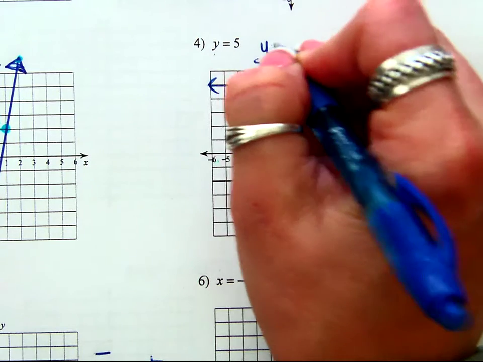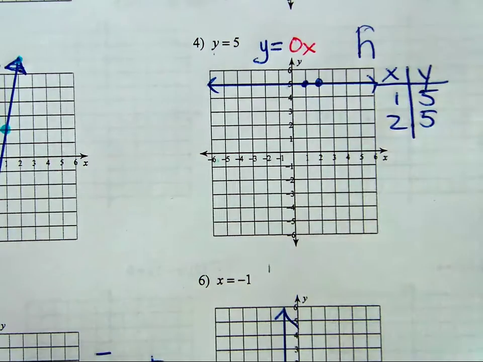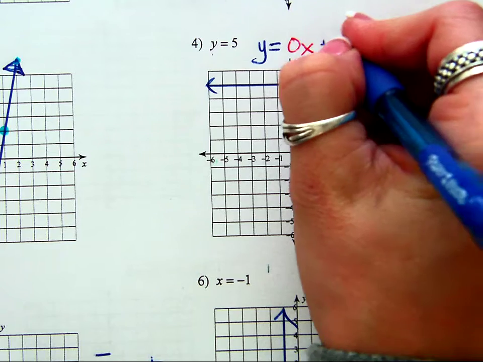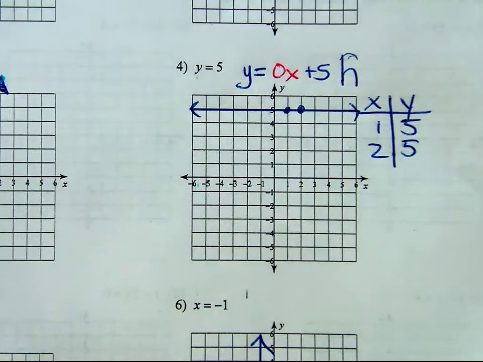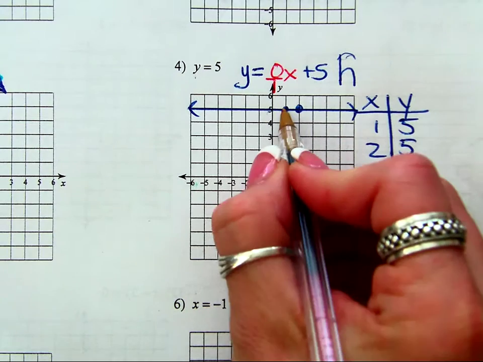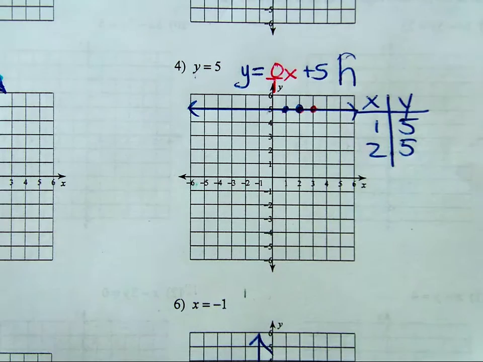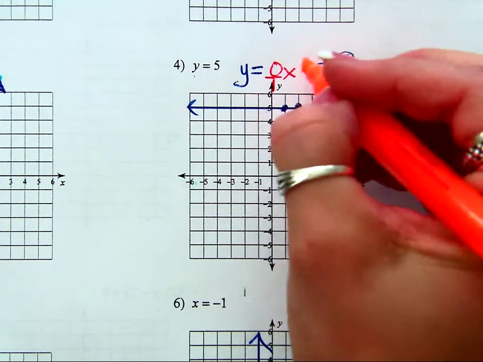Somebody said, I don't see an X. Oh, so you mean there are 0 X's? Yeah, that's all y equals 5 is: y equals 0x plus 5. And what's the slope in a 0x? Up 0 over 1. And then this plus 5 is still your beginning value, isn't it?